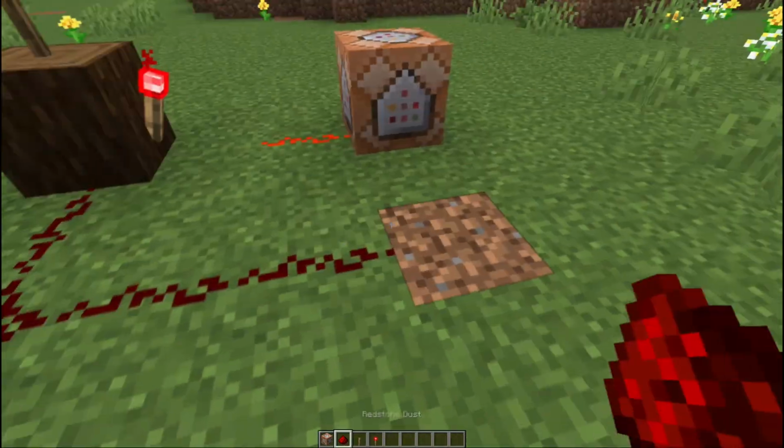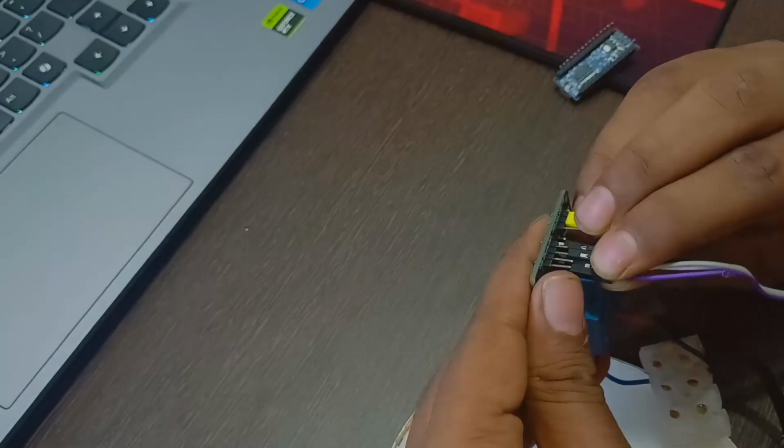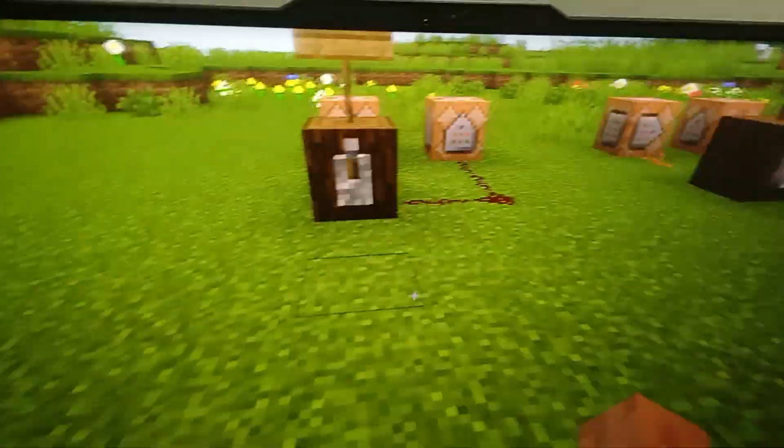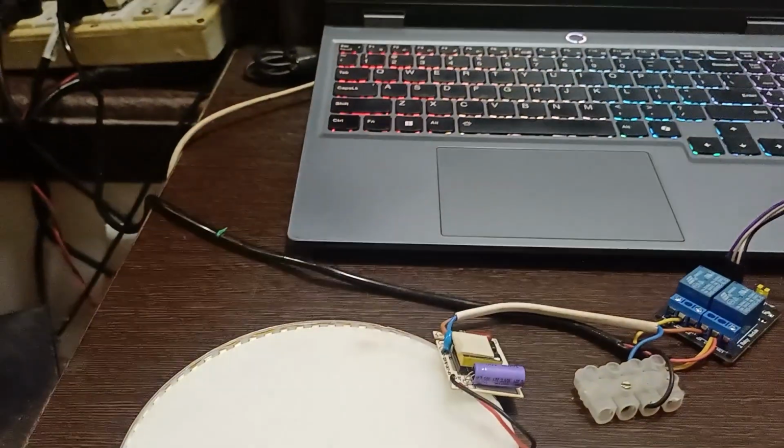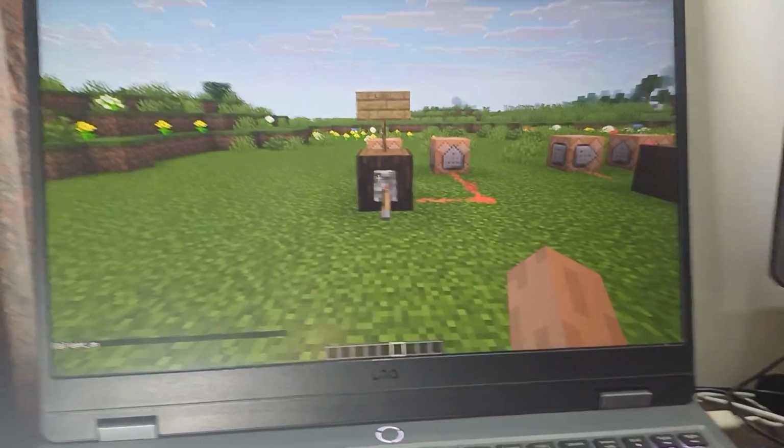For that, I set up command blocks, the Arduino, relays, lights, fans and whatnot. I tested them individually. So all I need to do is flip this lever and that should turn this light on. And, I guess, yeah, it worked. I tested them together.